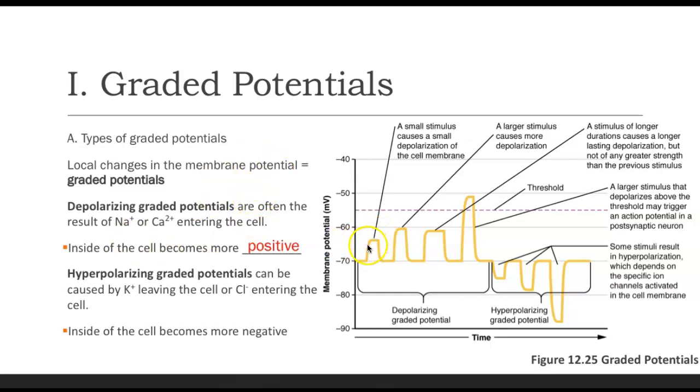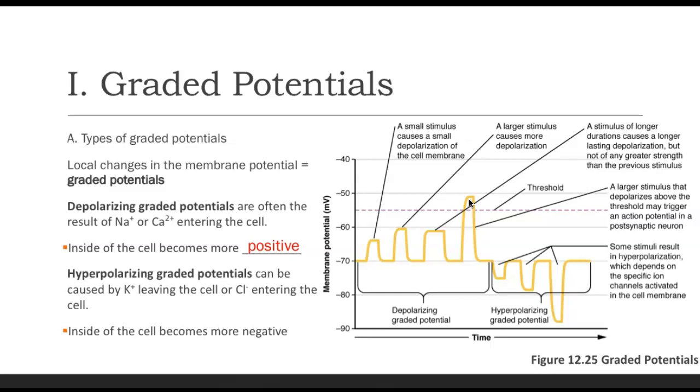Here we're going to see a small stimulus that is causing a small depolarization. Here's a larger stimulus, still depolarization, and here's a stimulus of a longer duration. So this is going to cause a longer lasting depolarization, but we see that it's not strong enough to reach threshold and cause an action potential. Now this one here is a larger stimulus that does reach threshold, and so this one is going to trigger an action potential in a postsynaptic neuron.